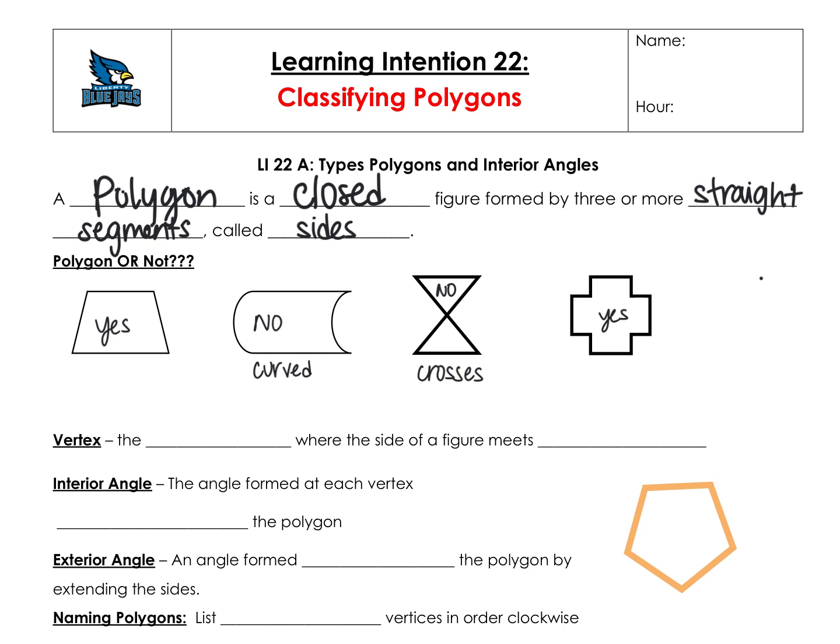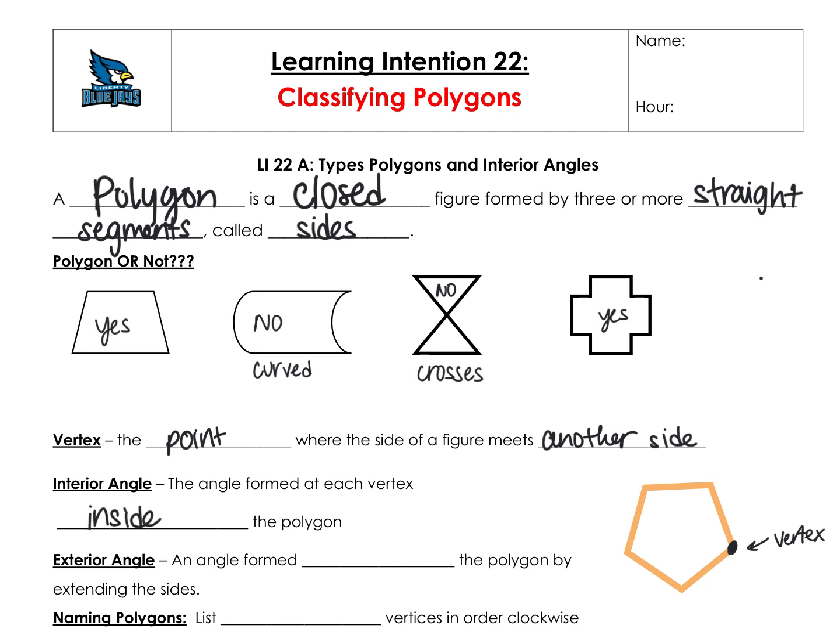Okay, the vertex is the point where a side of a figure meets another side. We're going to label some stuff. So this would be this point here. This is the vertex. Obviously, there are 5 of them. An interior angle is the angle formed at each vertex. Interior, where is that?